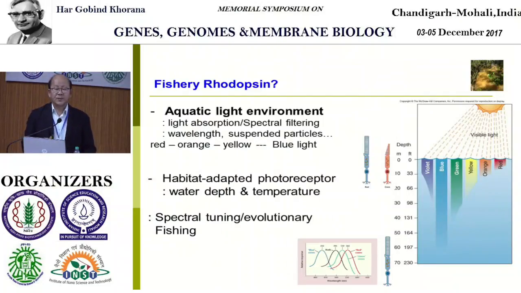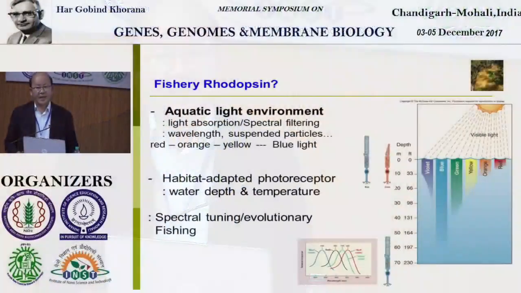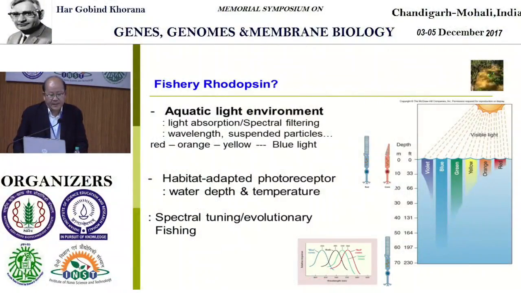Since the light environment is different depending on water depth, fishes living at different water depths may have different light harvesting systems. If we study fish with habitat-adapted photoreceptors, then we can provide some answers for the spectral tuning, the fine spectral tuning, of rhodopsin and G-protein coupled receptors. We can also get some information for the evolutionary study of fish. And the topic that I'm going to talk about today is related to fishing light.